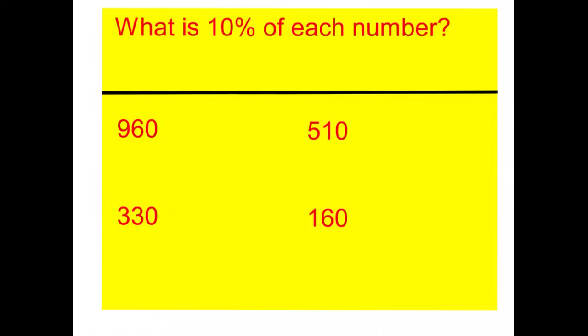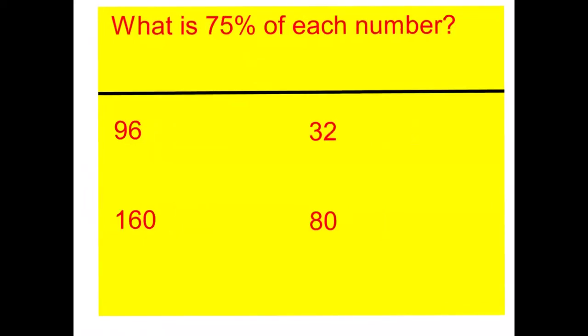A few more questions to recap our previous lessons. In this case, we're going to find 10% of these four numbers. 10% is 1/10, so we have to divide each of these numbers by 10 to find 10%. Pretty straightforward. When I'm dividing by 10, first one, simply 9.6. 330 leaves me 33 if I divide it by 10. 510 is 51. And the final one, 160 divided by 10 to give me 10% is 16.